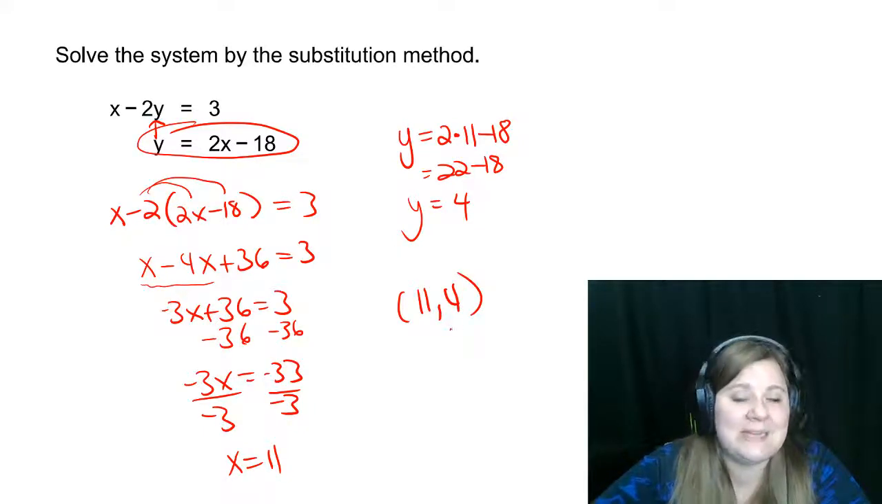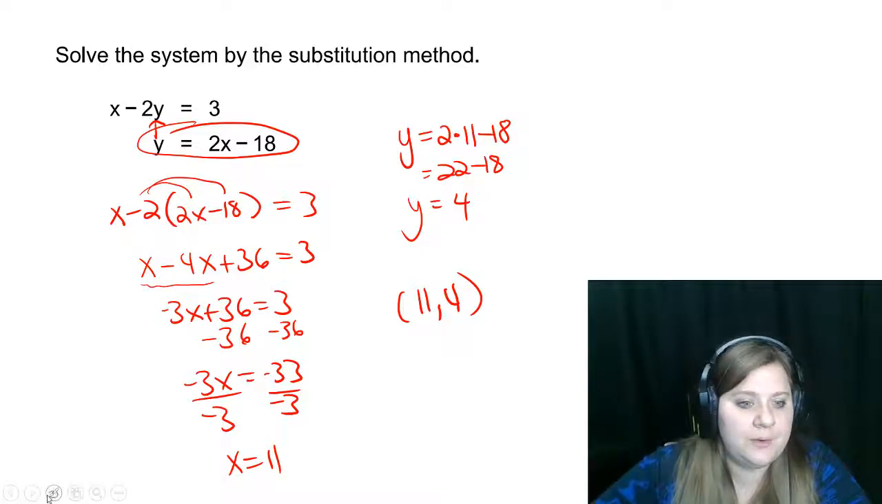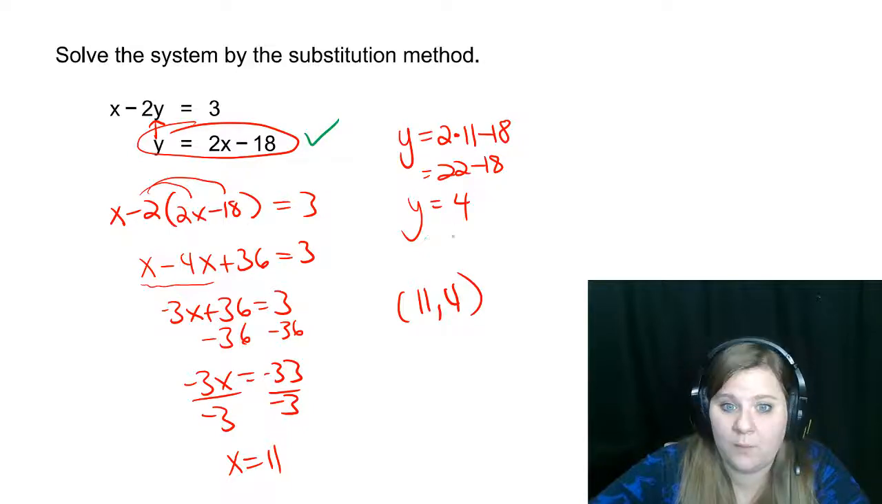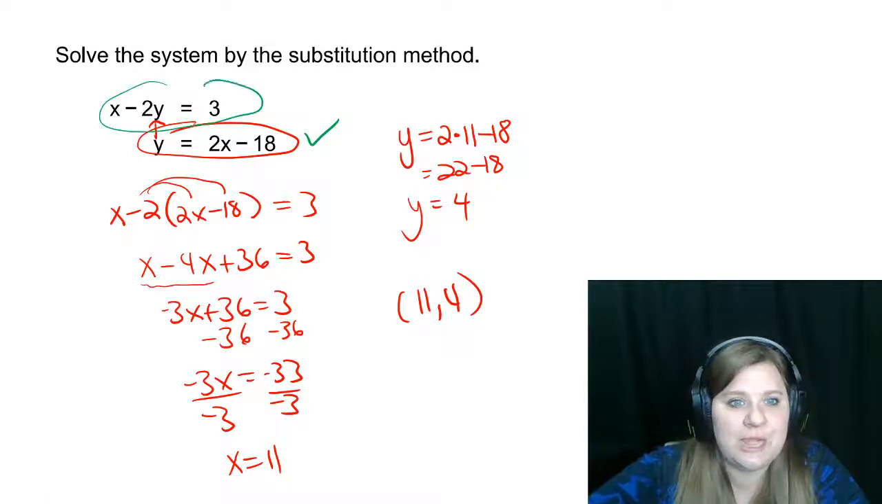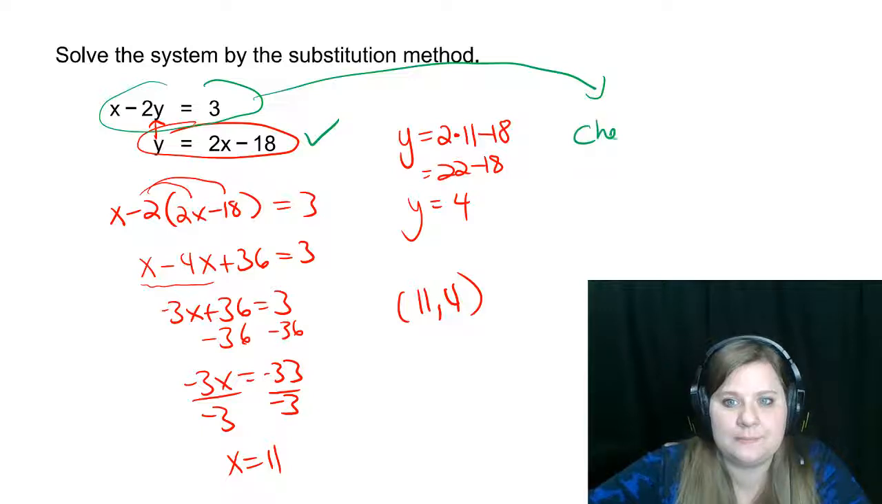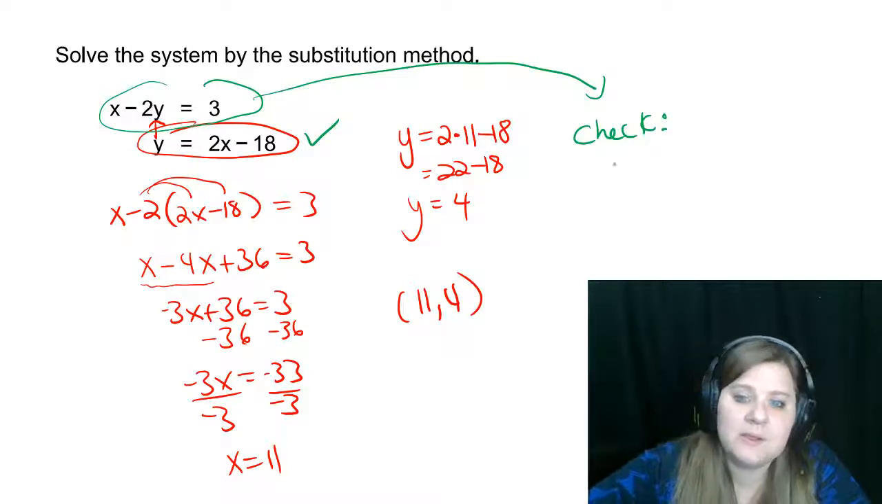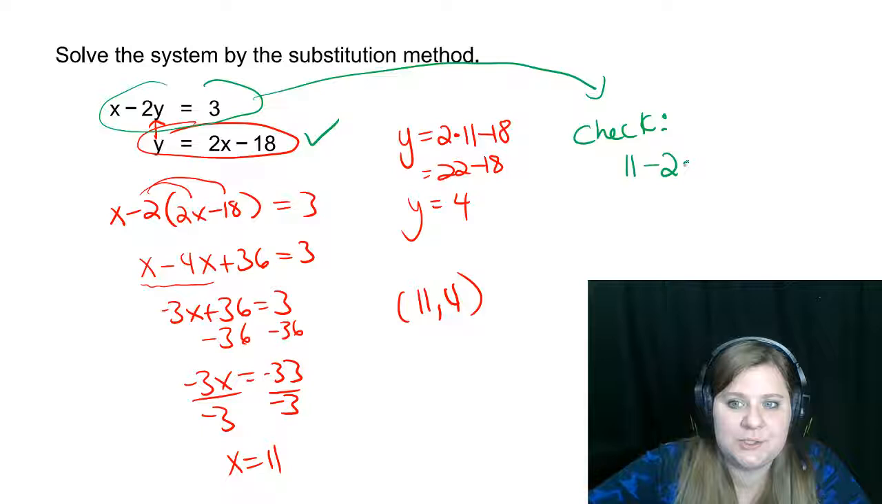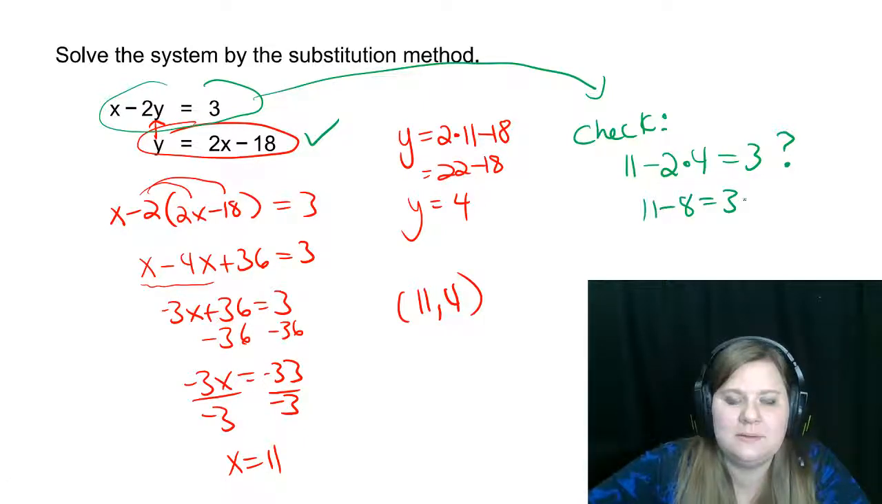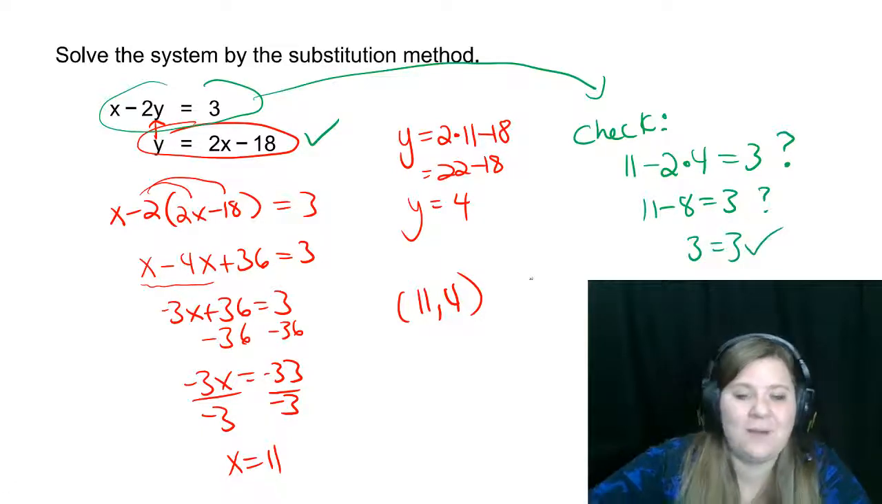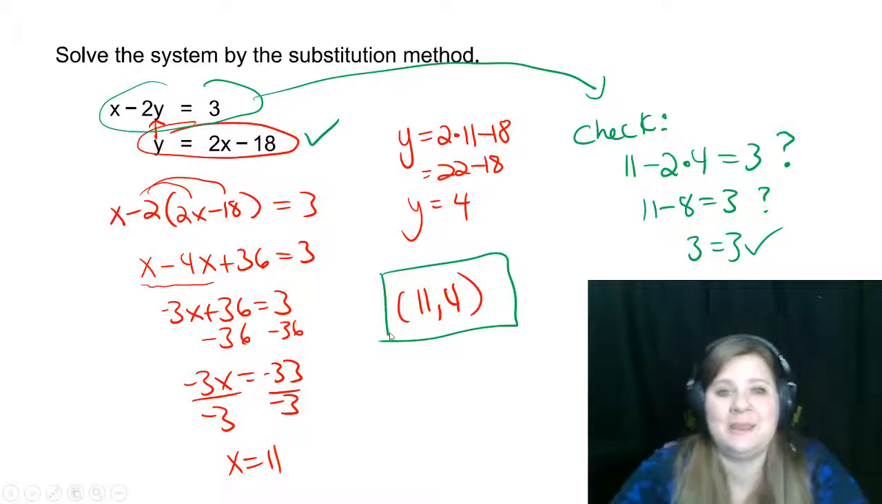But before I box it, I need to finish checking it. Notice that I already used 2x minus 18 to solve for y. So I'm going to check in my other equation. So x is 11 minus 2 times y is 4 equals 3. Maybe. I hope so. So question mark. 11 minus 8 equals 3. Well, 11 minus 8 does equal 3. Yay, it worked. I get to keep and box my answer.